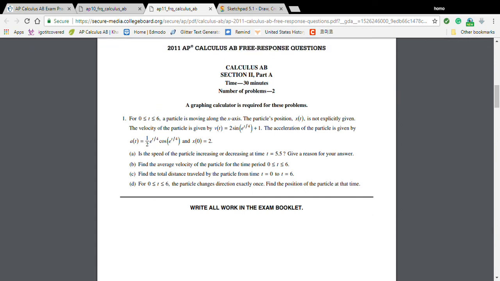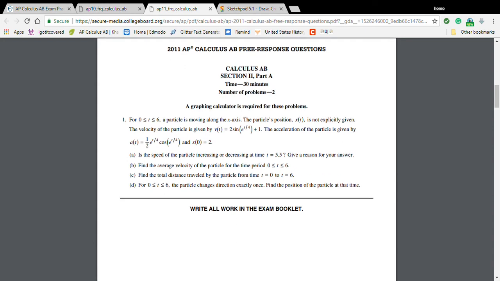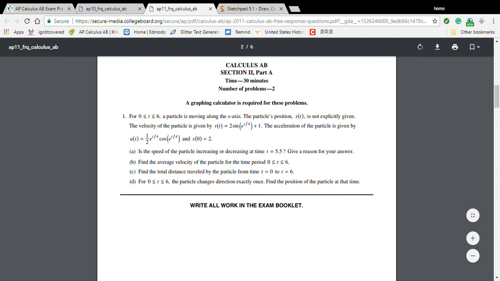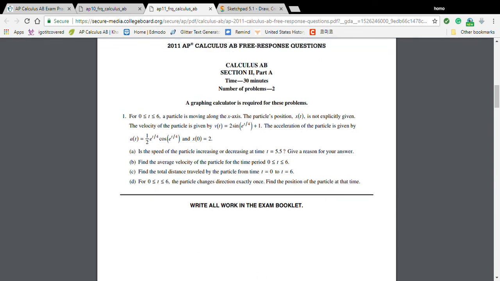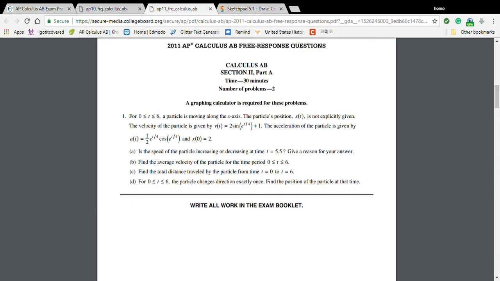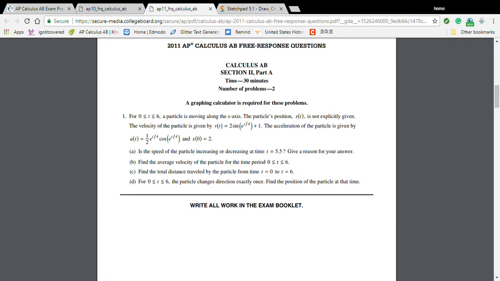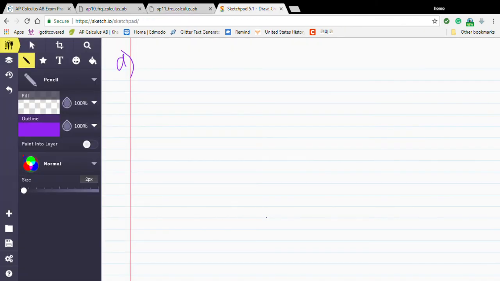So we're going to look at a particle motion problem from 2011 where they gave us a velocity equation and an acceleration equation. Part A: is the speed of the particle increasing or decreasing at time 5.5? Whenever they ask whether the speed of the particle is increasing or decreasing, we know it depends on the velocity and the acceleration and their signs.